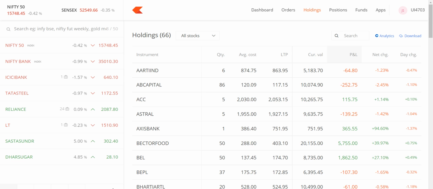So today I am presenting to you how to place any kind of order, whether it is a buying order or a selling order, into our Zerodha account. So here you can see that it is our home screen.